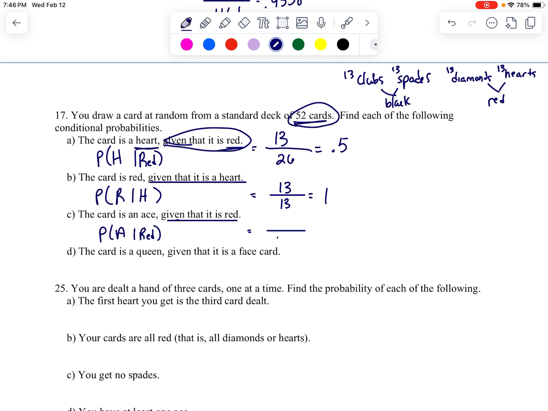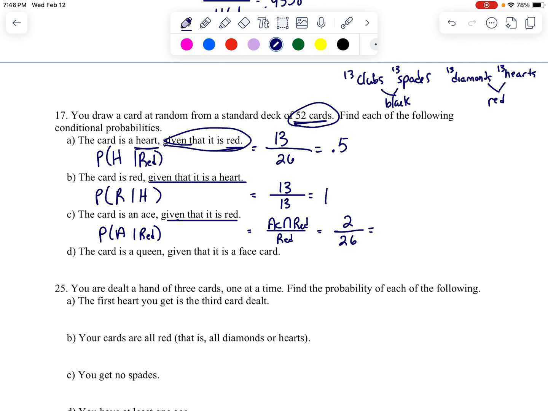So I know that it's a red card. So that means we're going to have red on the bottom. We're going to have aces and red in my numerator. Okay, so how many red aces are there? The ace of diamonds and the ace of hearts. And then how many red cards are there?